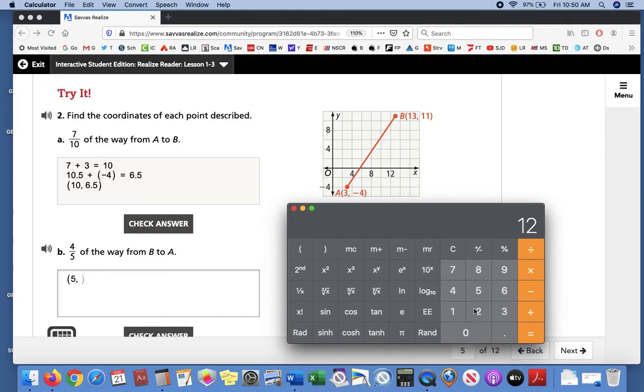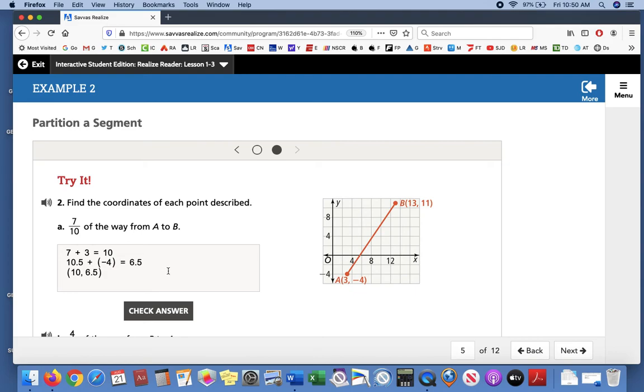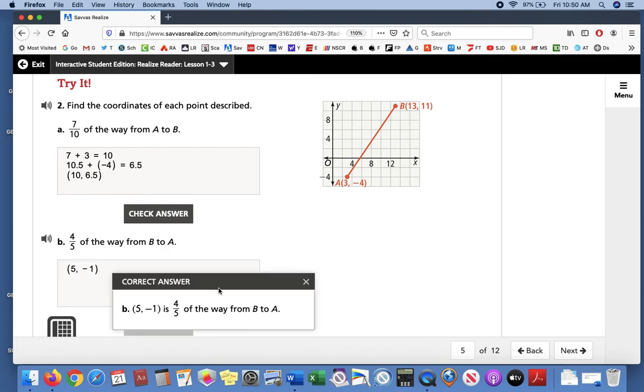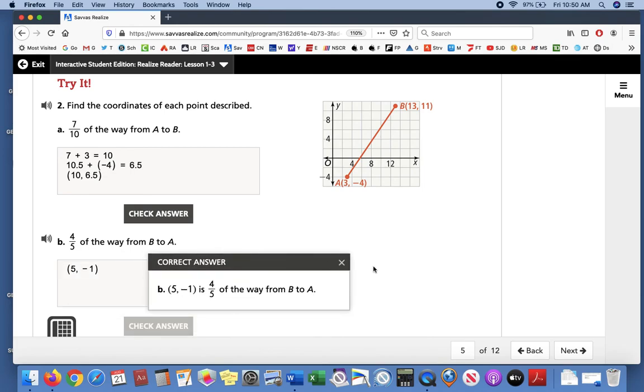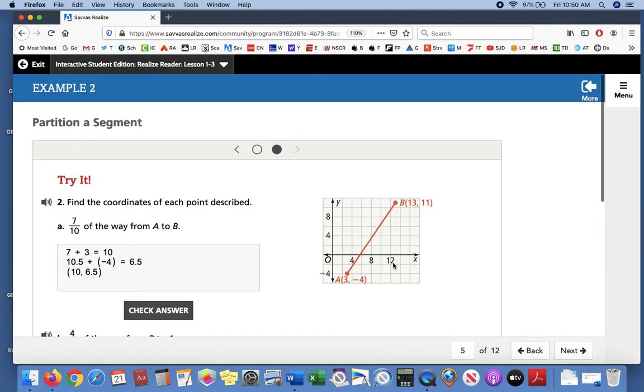That's why you should always have your work written out. It was 15, and I had to go 4/5 of the way, so times 4 divided by 5, 12. 12 is what I need to subtract from 11. 11 minus 12 is negative 1, so I think it's going to end up at negative 1. That's because I had to go from B to A. I had to go back this way. Let's see what it is. 5, negative 1. Yep. So I hope those are enough examples, because that's the end of example 2.